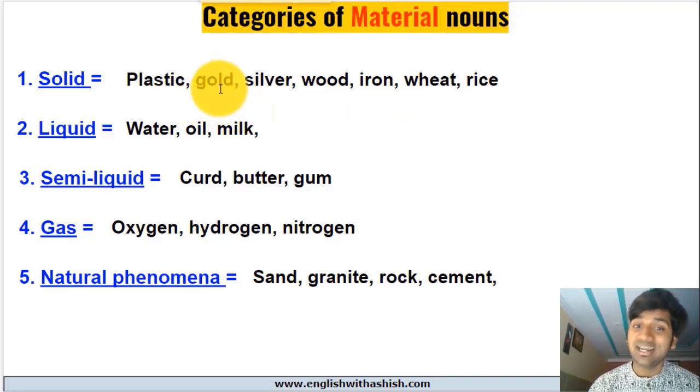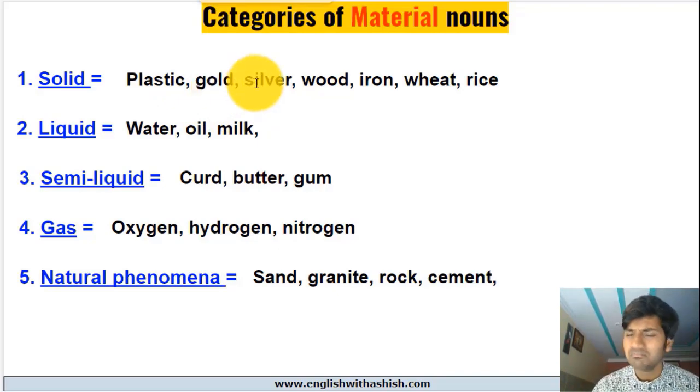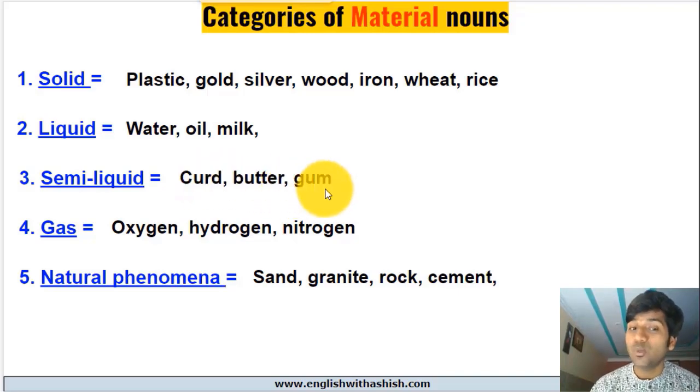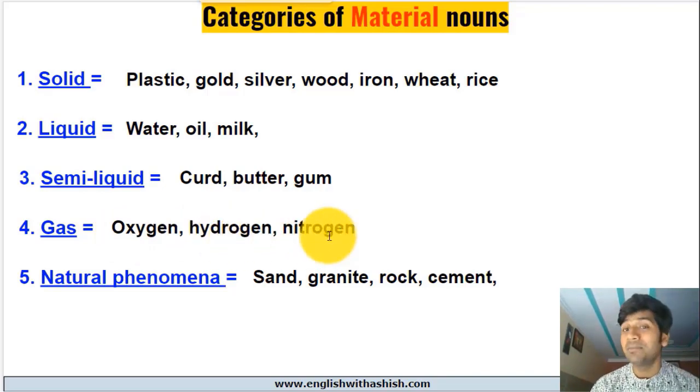Plastic chair, gold necklace, ring, silver, again, earrings, necklace, wood, chair, bed, anything. You can make anything out of wood. Iron, wheat, rice, okay, liquid, water, oil, milk, names of the materials that something is made of. Semi-liquid, curd, butter, gum. These are semi-liquid material nouns. Not liquid, not solid, in between, semi-liquid. Gas, oxygen, hydrogen, nitrogen, these gases are also used in some products. So we'll also call them material nouns.